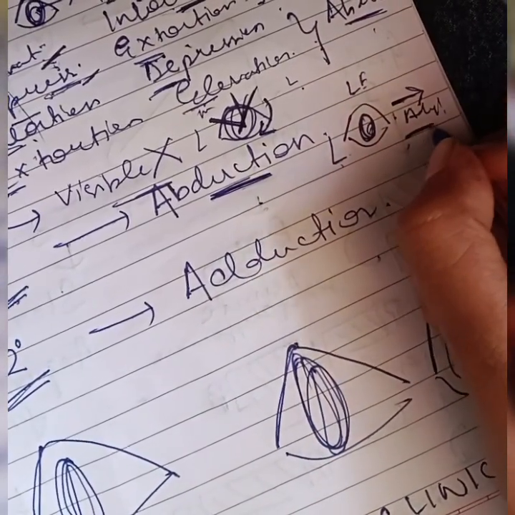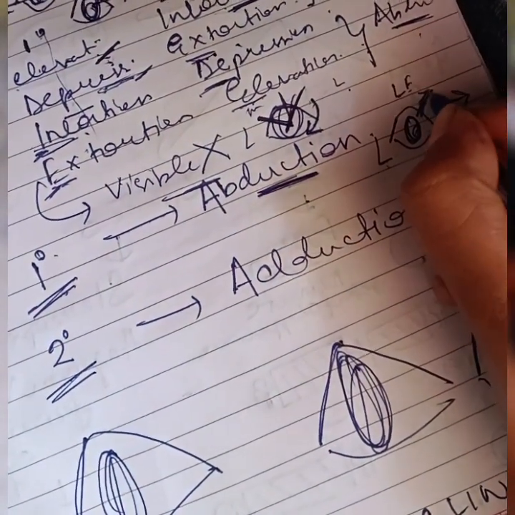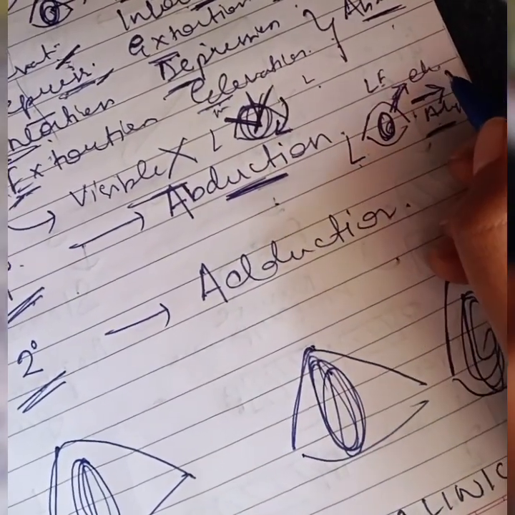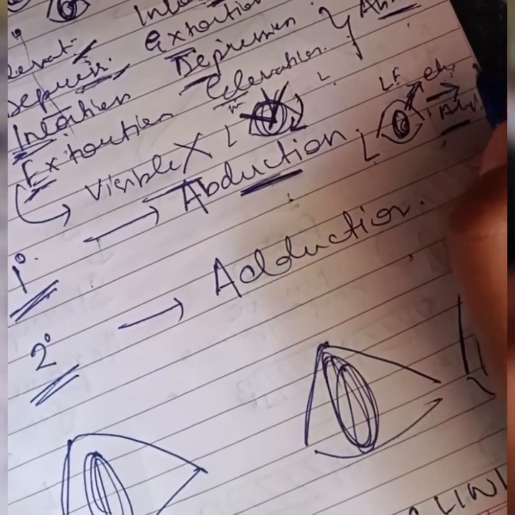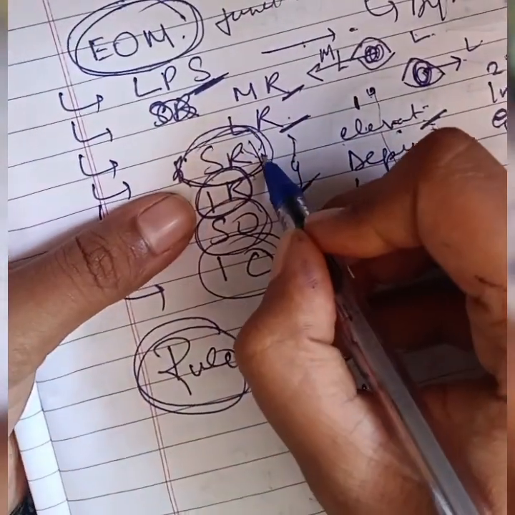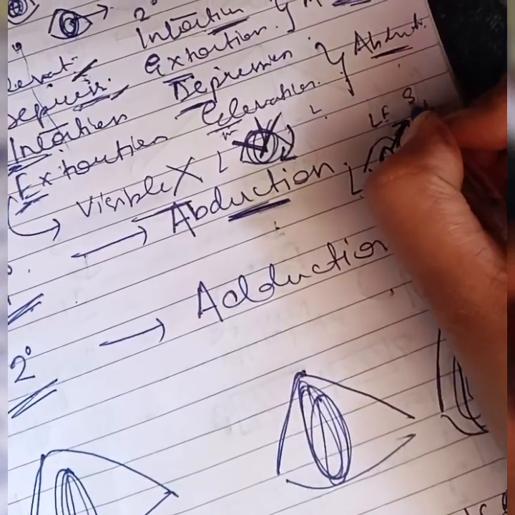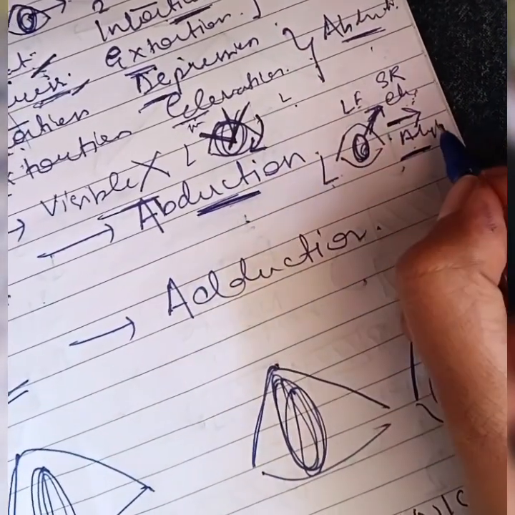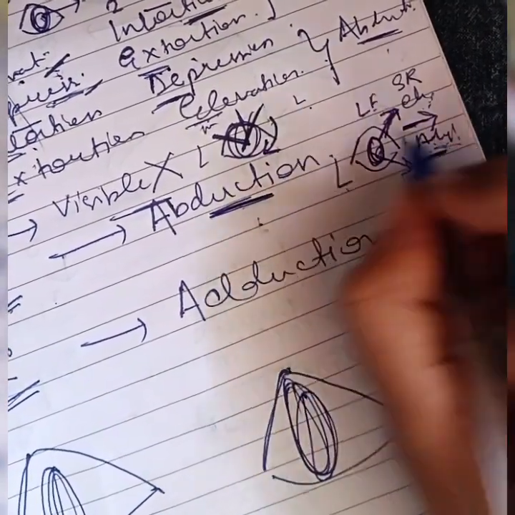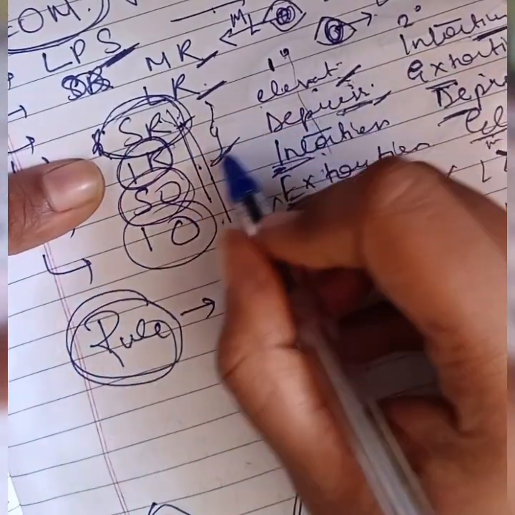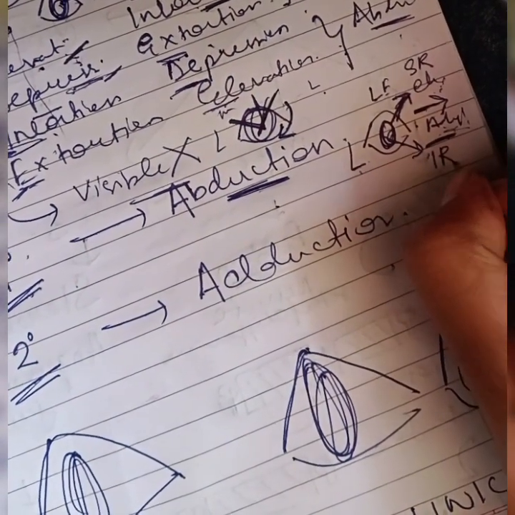So in all cases of abduction, we will only see primary actions. So if it is abducting over here, this is elevation. In primary action, elevation is the primary action of which muscle? Elevation is the primary action of superior rectus. So this action would be attributed to superior rectus because it is in abduction. Similarly, depression in abduction is again the primary action of inferior rectus. So this is due to inferior rectus.